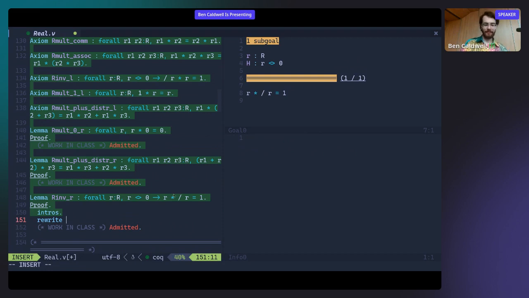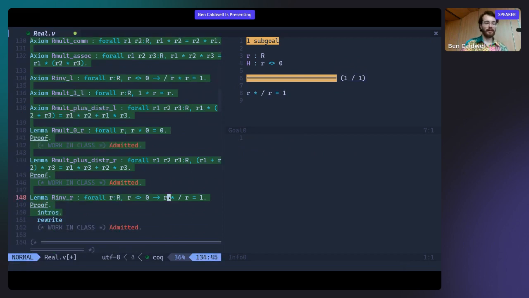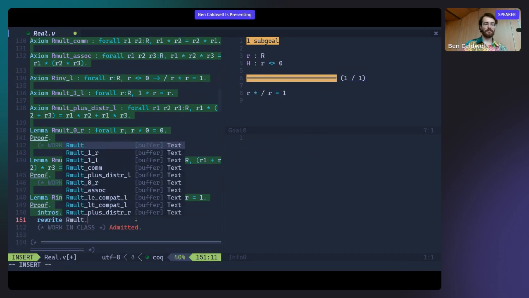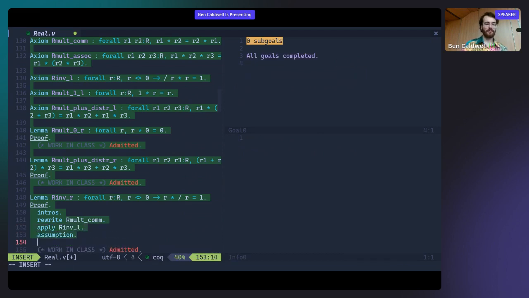So we have, right, the commuted version of this already, R inverse L. So inverse R times R is 1. And so if we just do a commutation, right, then we can just apply R inverse L. And then that's an assumption. QED, we're done.